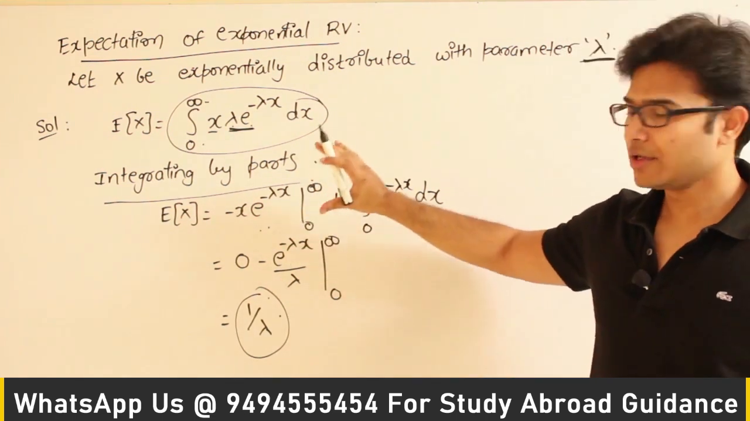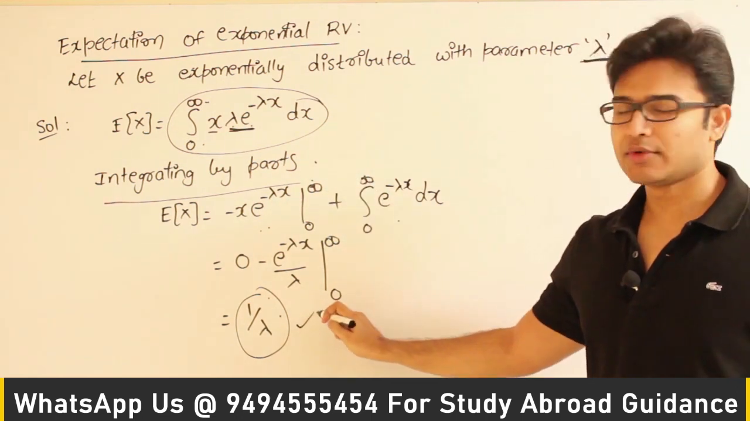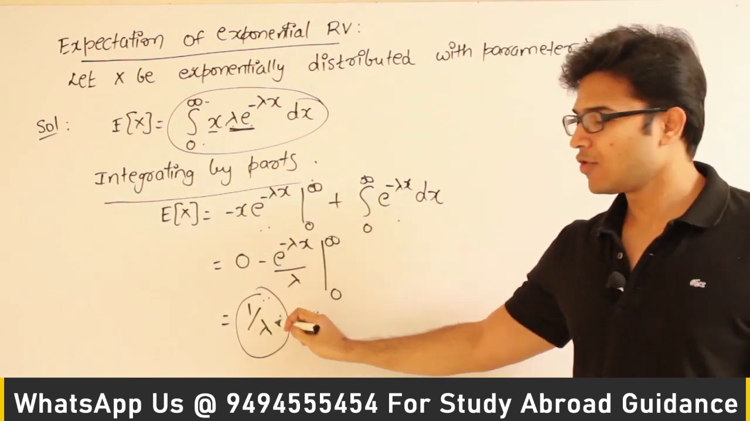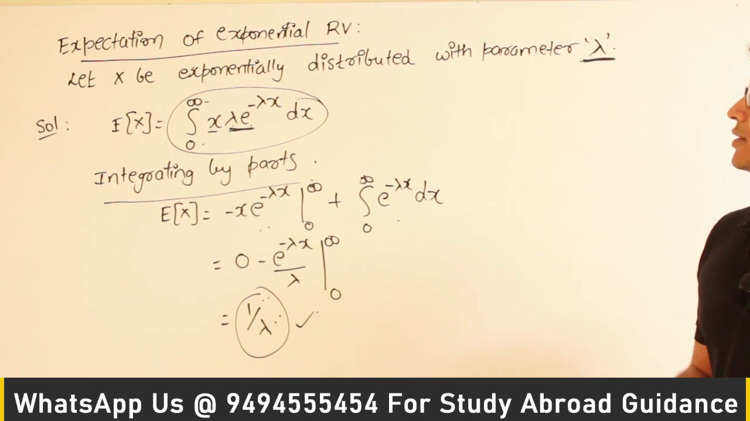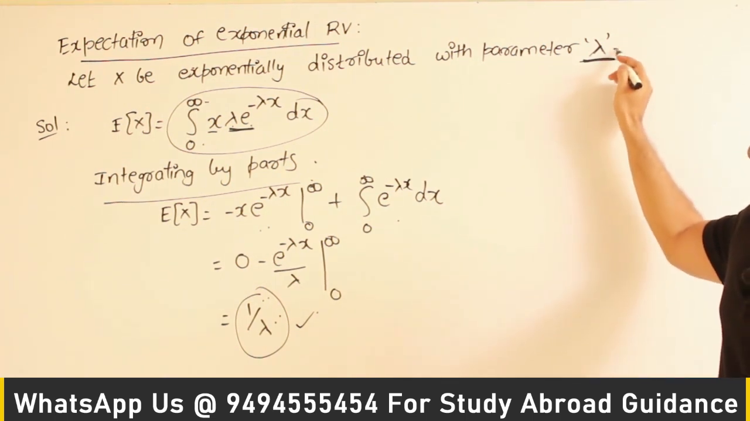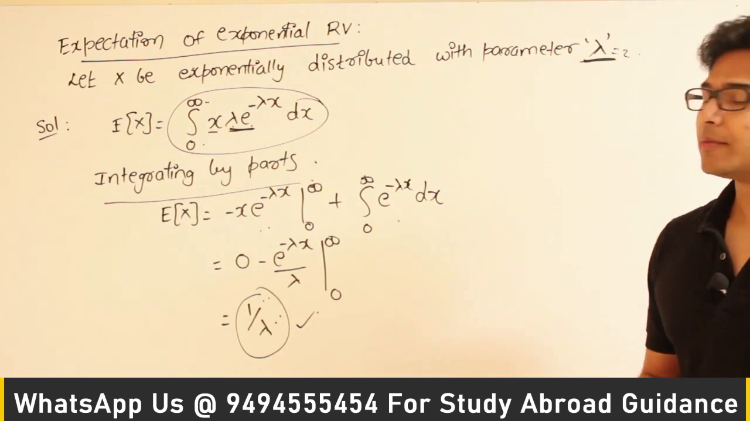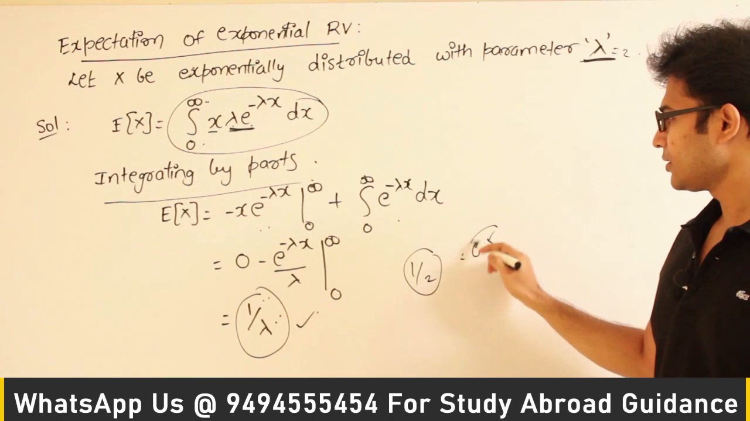Anyway, you need not worry about it even if you don't understand, but what you should remember is the final result. If the parameter is lambda, then the expectation is 1 by lambda. The questions in this may be like this: they will say lambda equals something like 2, and they will ask you what the expected value is. Then it is 1 by 2, that is 0.5, right?